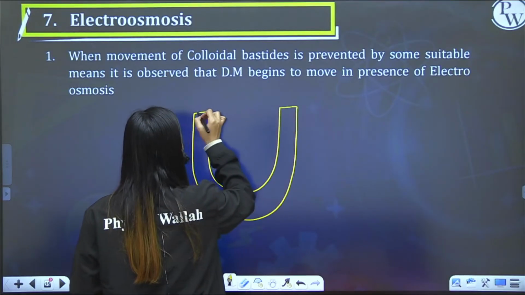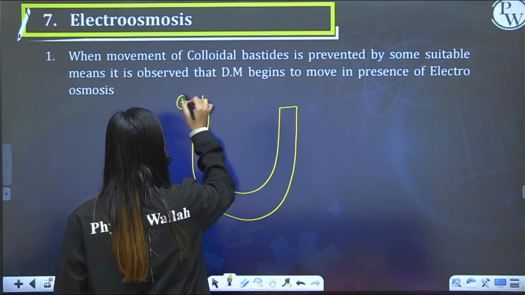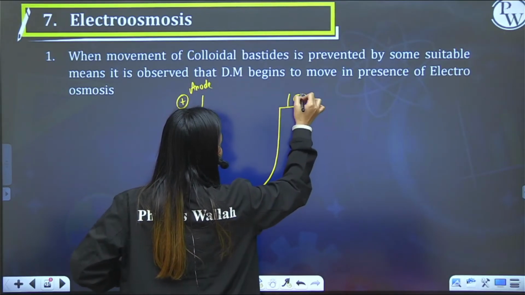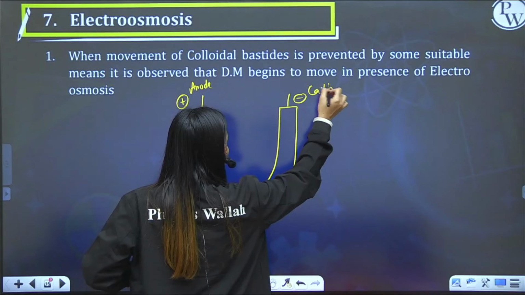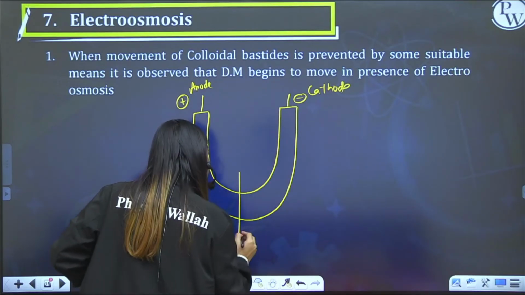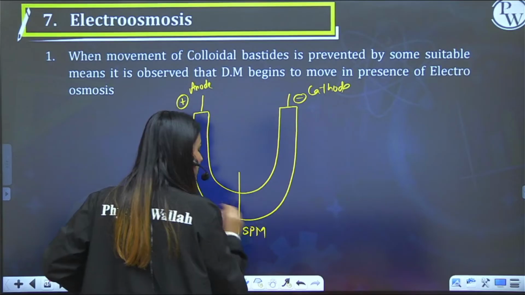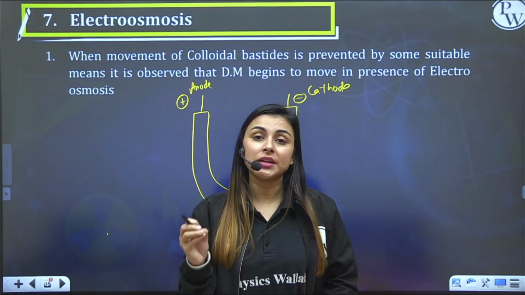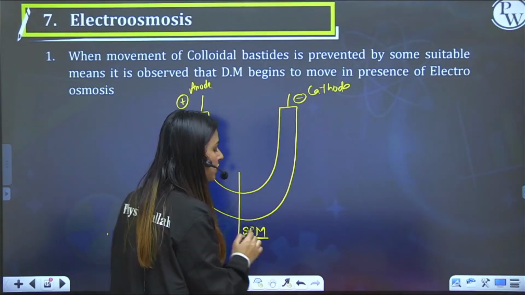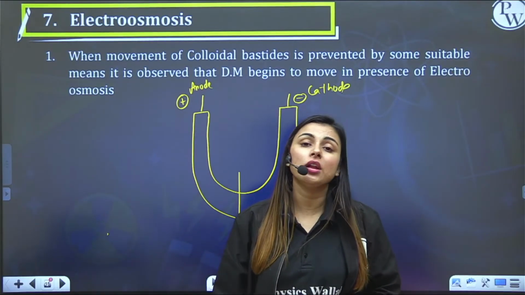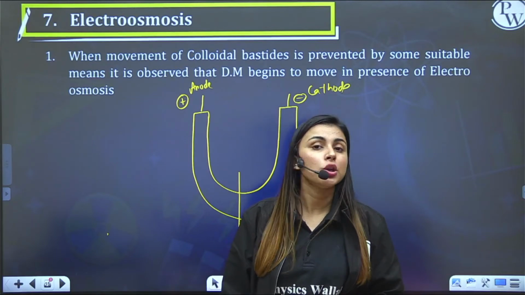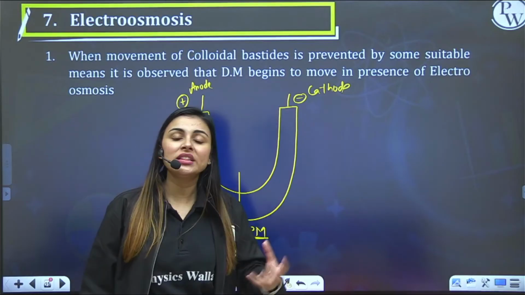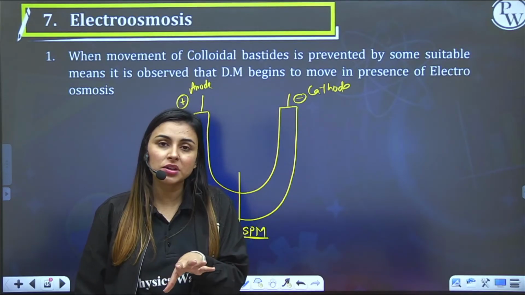You connect this U tube to the battery, let's say positively charged, so this will be your anode. Let's say negatively charged, it will be your cathode. And you apply a semi-permeable membrane here. Now this membrane only allows the movement of dispersed medium. This is the property of this semi-permeable membrane, that it will only allow the movement of dispersed medium and not dispersed particles.